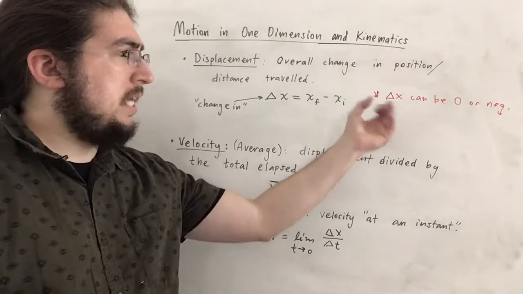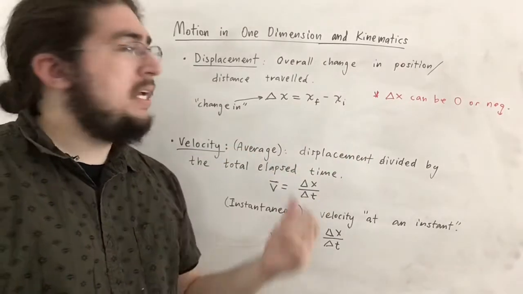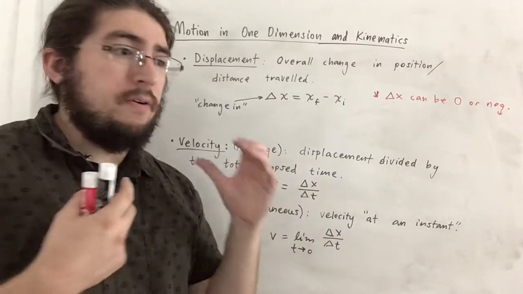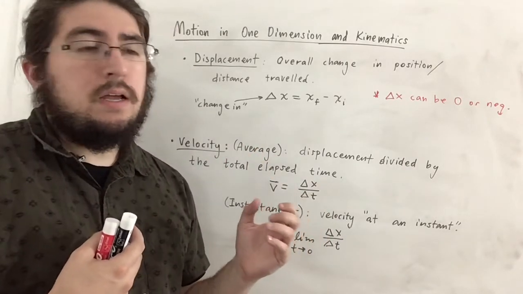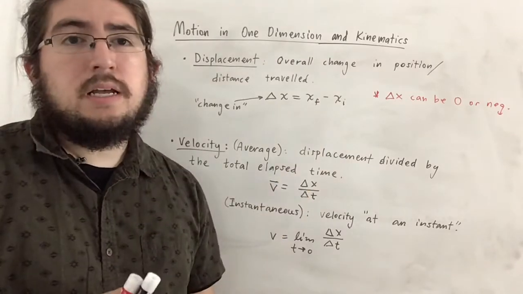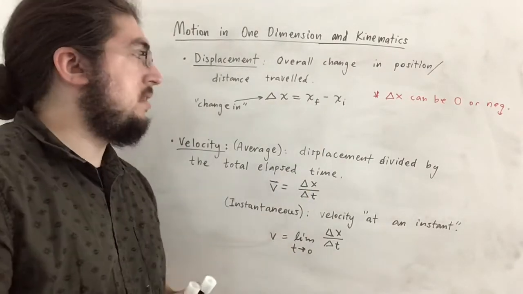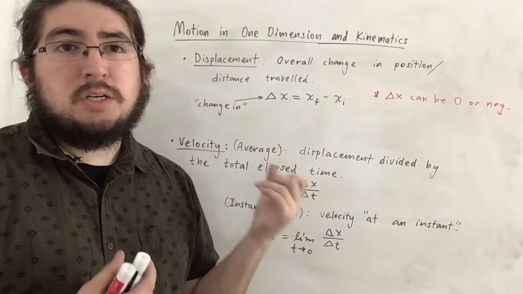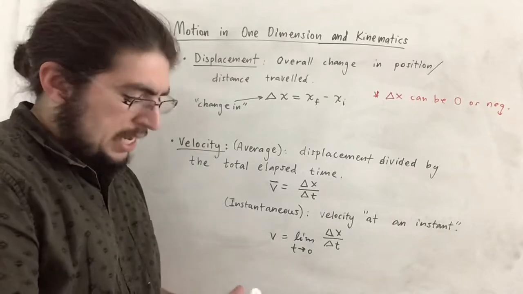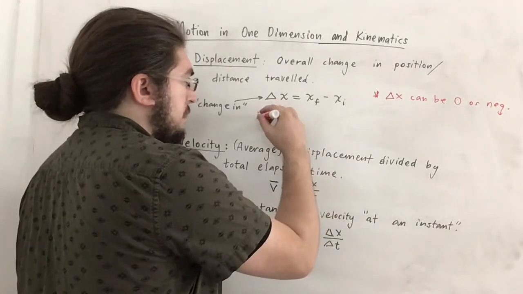But for right now, let me just say that delta x can be 0 or negative, and that it is not the distance, but it's the difference between your first distance and your final distance away from a certain point of reference. So xi is the initial distance from something. So it has to be distance from something. In fact, you know what? I can give a nice example here.